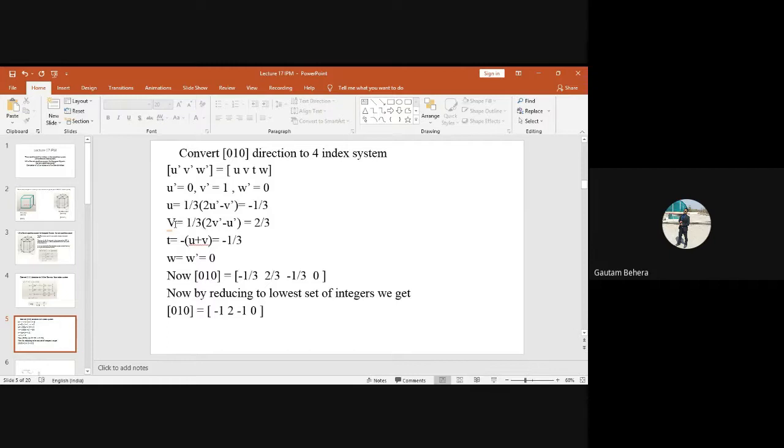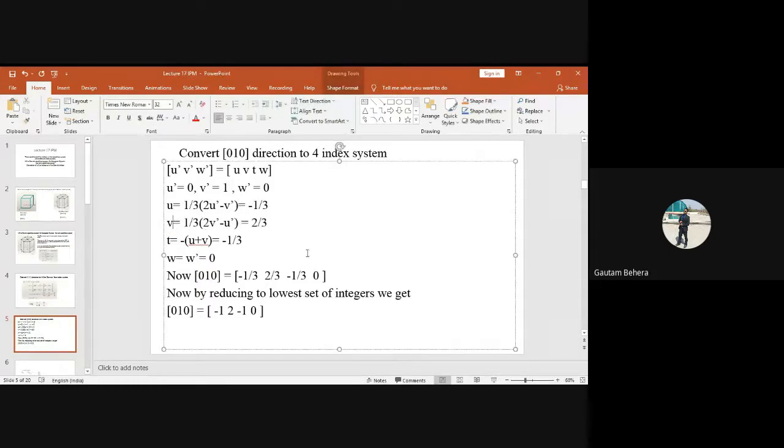So V is equal to, same, you have to use the formula and you will get 2 by 3. And T is equal to, you have to use this formula and you will get minus 1 by 3. And W is equal to W dash, that is 0, right? So finally, we can write 0, 1, 0 direction is equal to this much, right? And if you reduce it, it will finally get it like this, minus 1, 2. That means this is 1 bar, 2, 1 bar, 0.